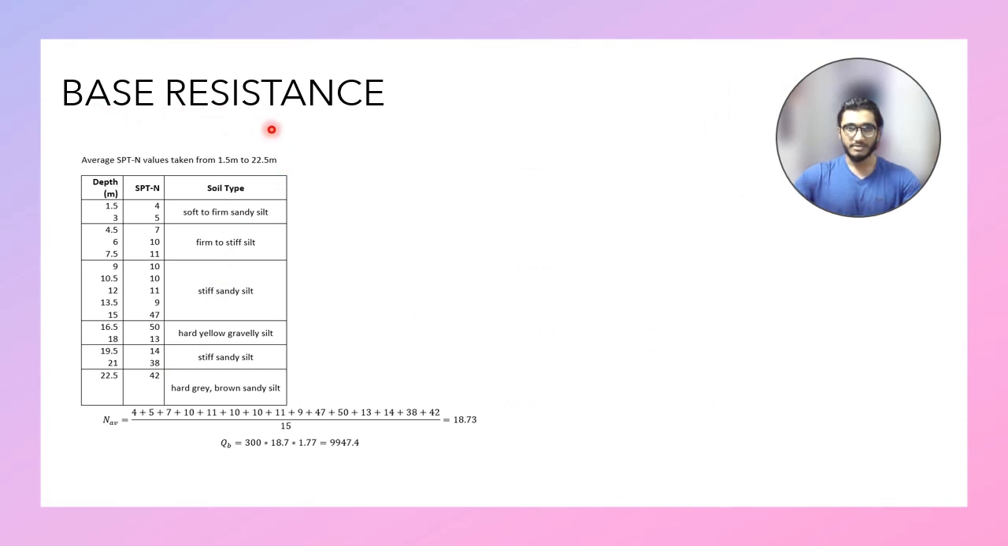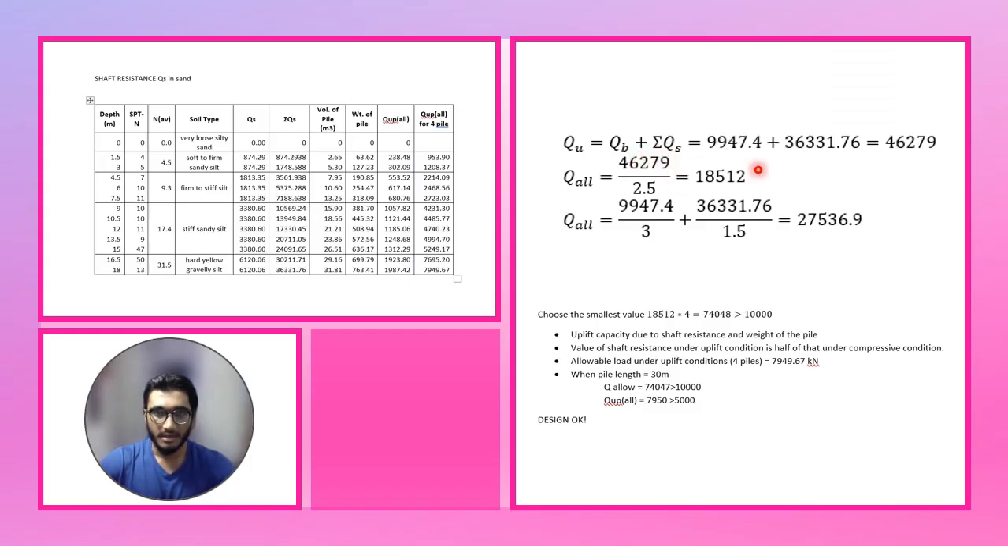Now we calculate the base resistance. Since we only need the values from 1.5 meters to 22.5, we extract this table from the previous table. The N average is calculated to be 18.7. The base resistance is then calculated by using the formula 300 × N average × AS. 300 is the coefficient for a base resting in silt. Now we obtain the total resistance by adding up the base and shaft resistance. We get that to be 46,279.